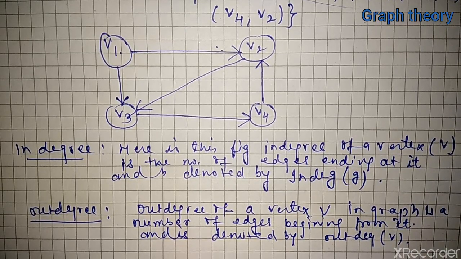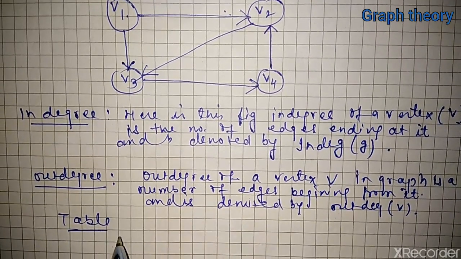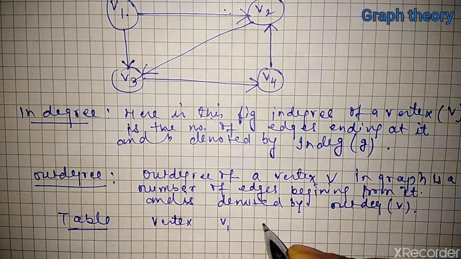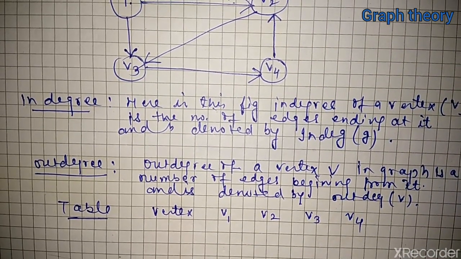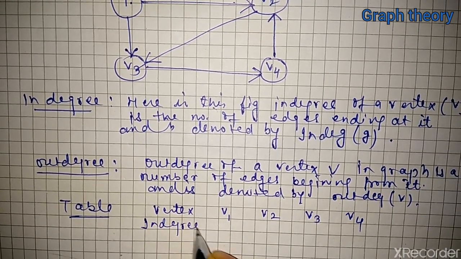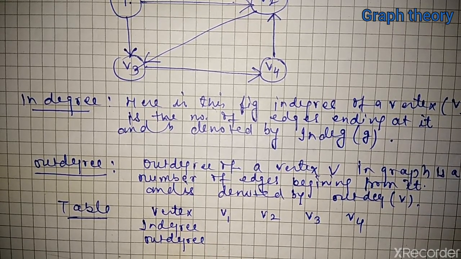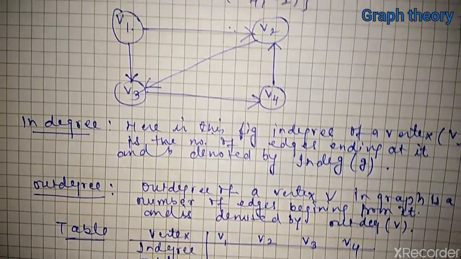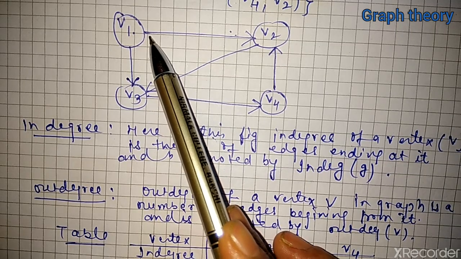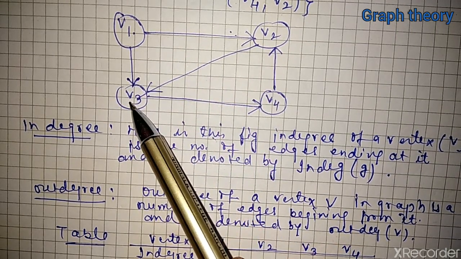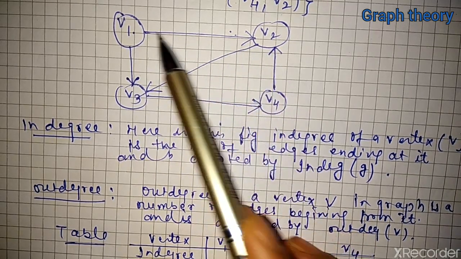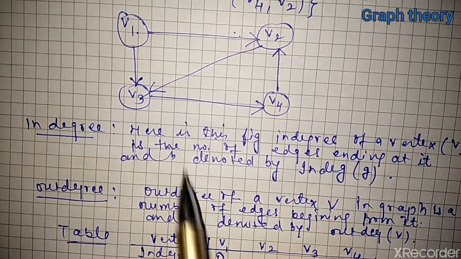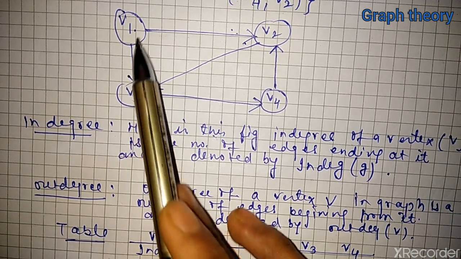Here in this figure, let us consider the table for the in degree and out degree. Here are our vertices v1, v2, v3, and v4, then the in degree, and next the out degree. For v1, from v1 we go out to v2 and again to v3, but no edge comes into v1. So the in degree of v1 is 0, and the out degree is 2.